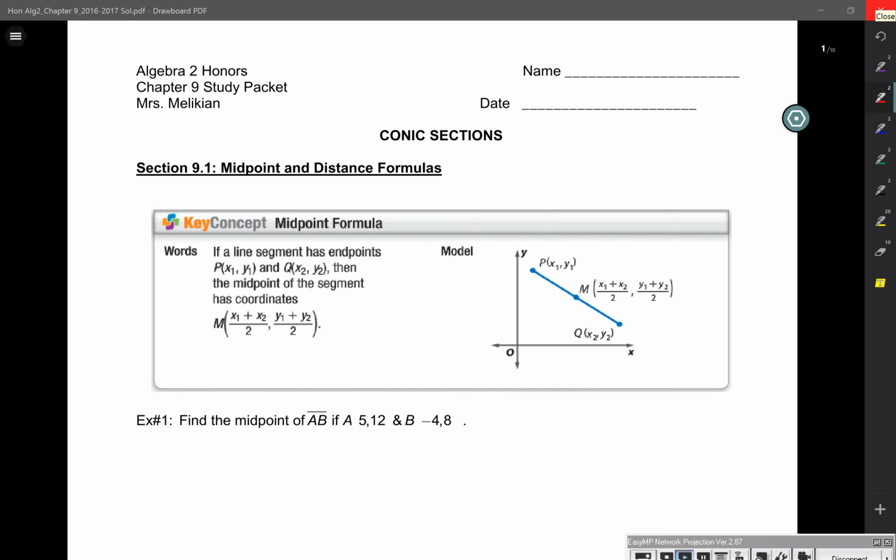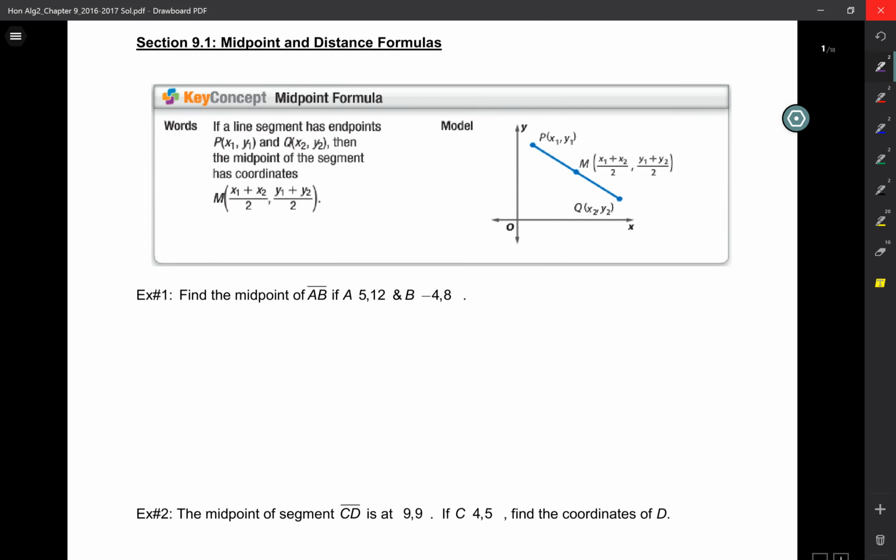Okay, so midpoint and distance formula, you guys know this, right? If you don't, you're going to recall it, and you do need it memorized before the test, all right?